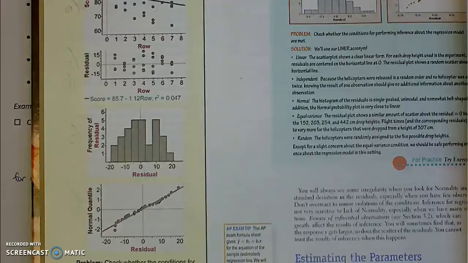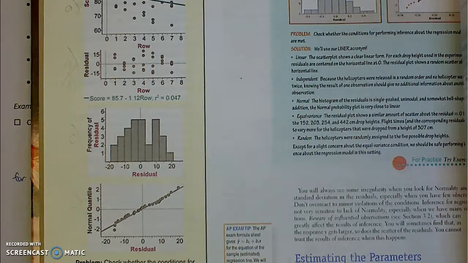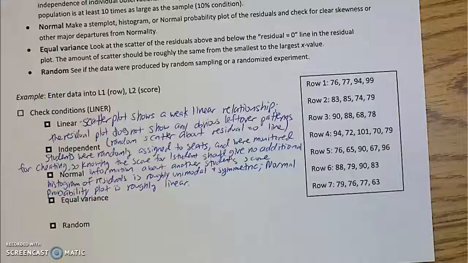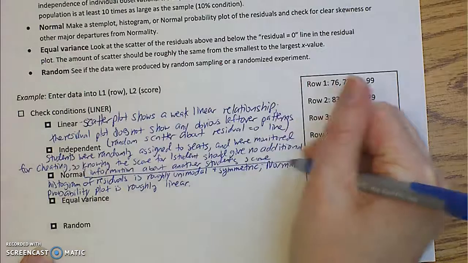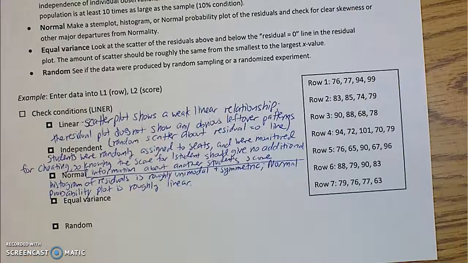So by looking at those, we can see that it seems okay. The histogram is roughly symmetric, unimodal. The normal probability plot is roughly linear, so normal conditions should have been met. So we have, I'll cover this so it goes for the other one. So here's my normal.